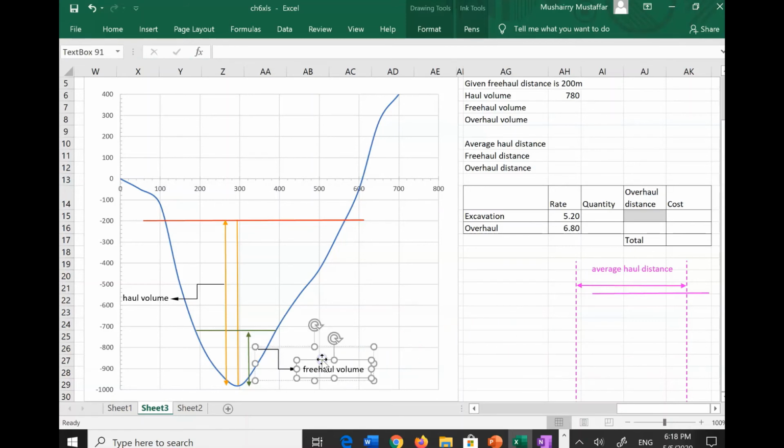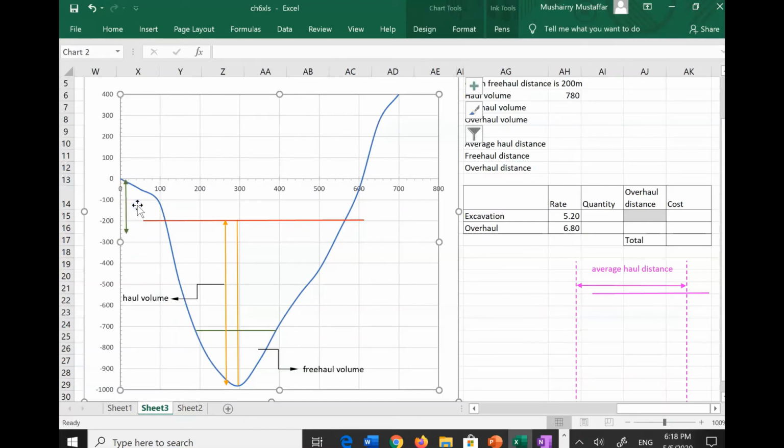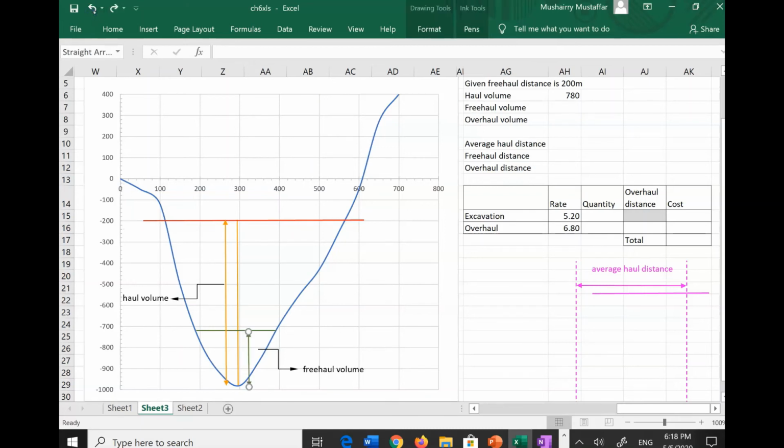So that's the freehold volume. What's the volume? I can just simply take that and put it against there. So I would say maybe 260 perhaps, about 260. So I'm just going to undo that so it goes back to where it was. I'm going to put the freehold volume as 260.